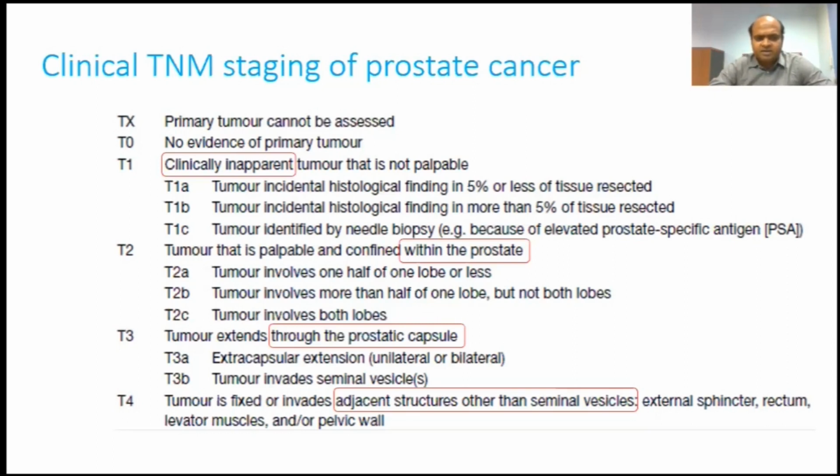T3 is when the tumor extends through the prostatic capsule, and in T3B, the tumor invades the seminal vesicle, which is important to know because it has an impact on the surgical treatment modality or treatment pattern in the context of prostate cancer management. T4 is when the tumor is fixed to the adjacent structure, which may be the rectum, the pelvic bone, or the pelvic sidewall muscle, etc.